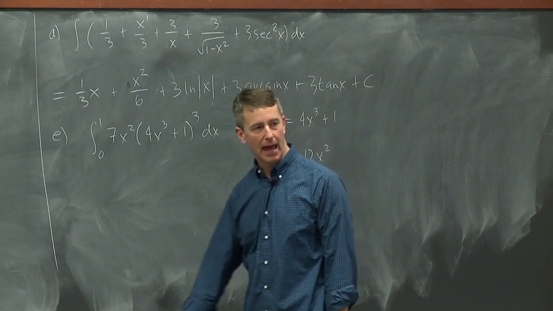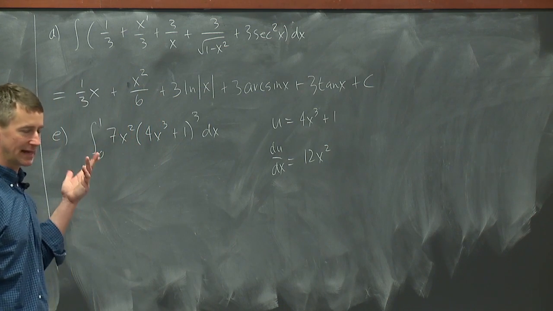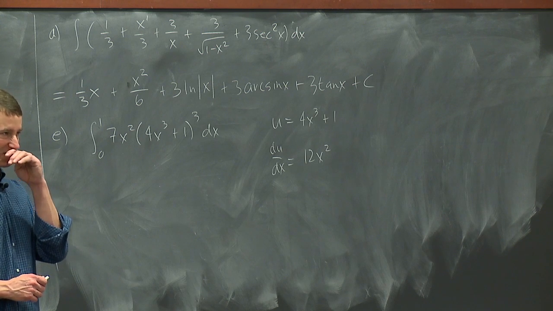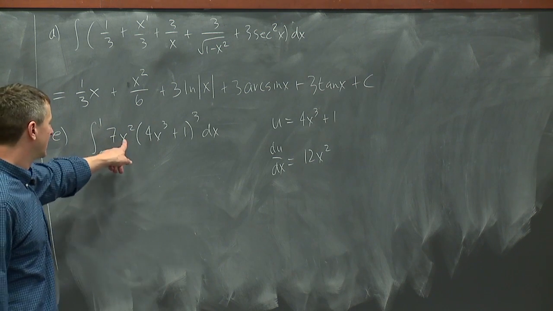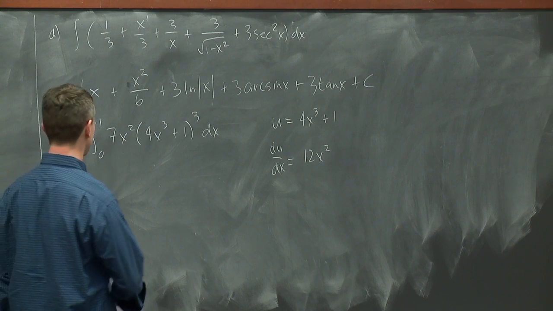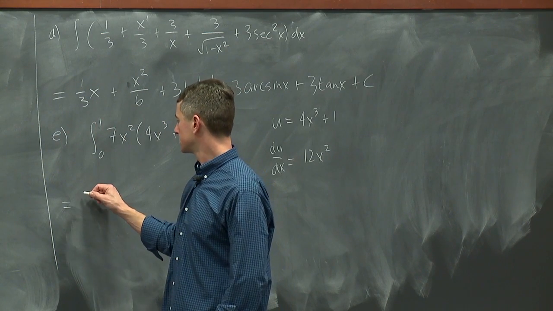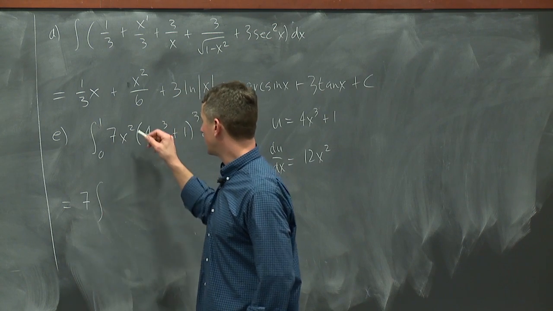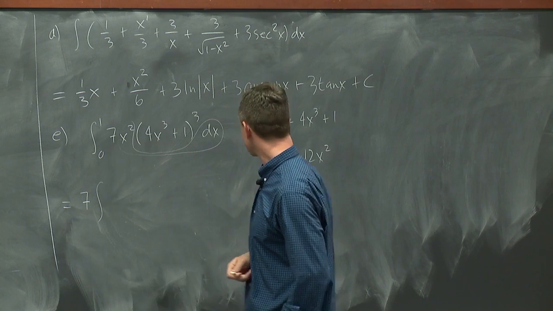12x squared. And we almost have that somewhere else, right? We've got 7x squared. So that's good. The fact that we don't have a 12, that we have a 7 instead, doesn't bother us, because we can always handle the coefficients by just pulling them in and out. The important thing is that there's an x squared somewhere. OK, so what can we do with this 7? Bring it out front. And then what's left inside is an x squared dx.